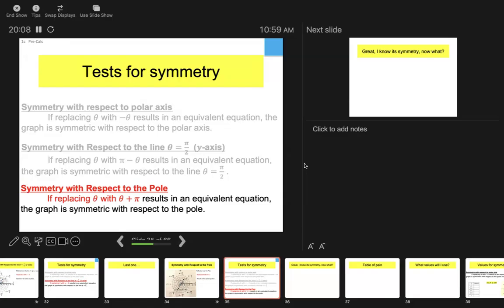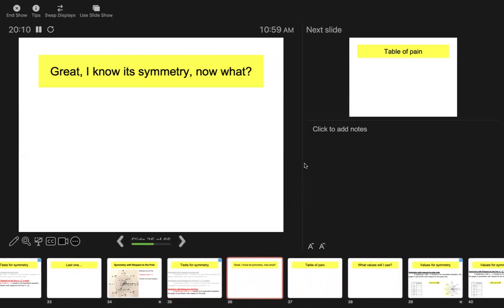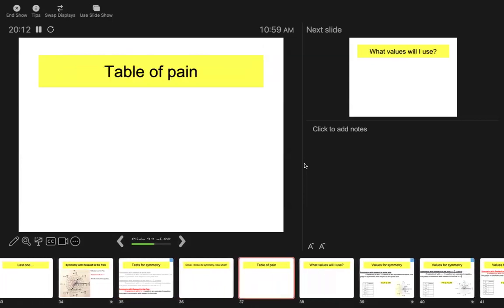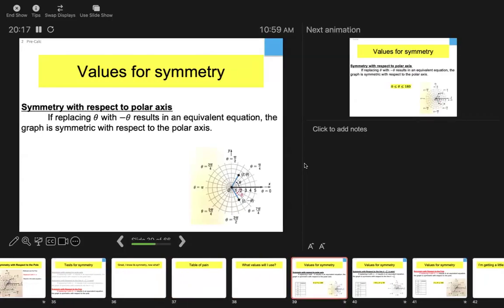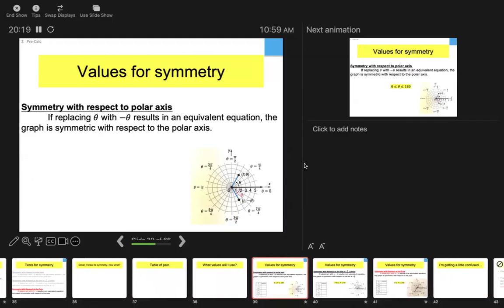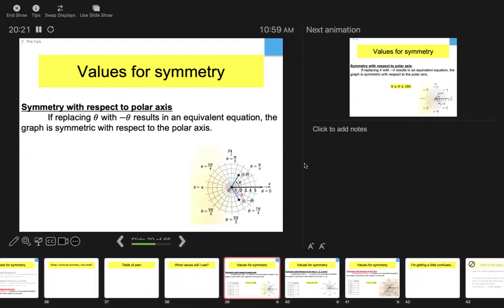Everybody okay? All right. So great, you know symmetry, what do you do? Remember, once you test for symmetry, then you do a reduced table. So what values will you use? We'll do them one at a time. All of these are going to go into box 2. So you're going to have 3 tables in there, in box 2. These are going to be the parent tables to do this.